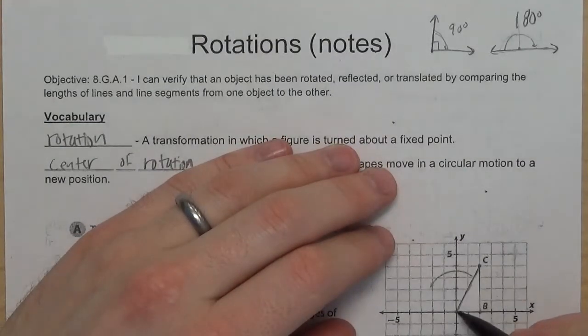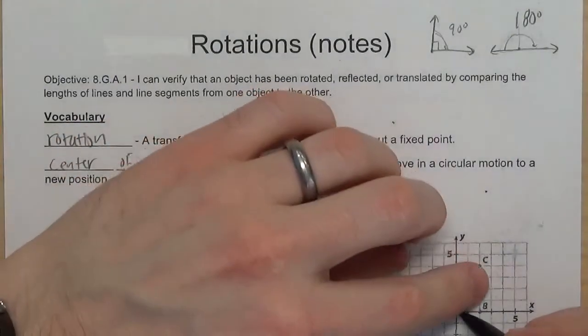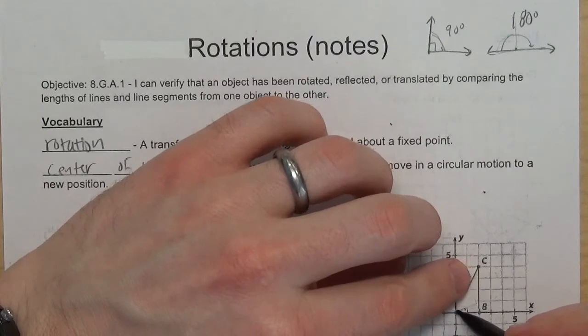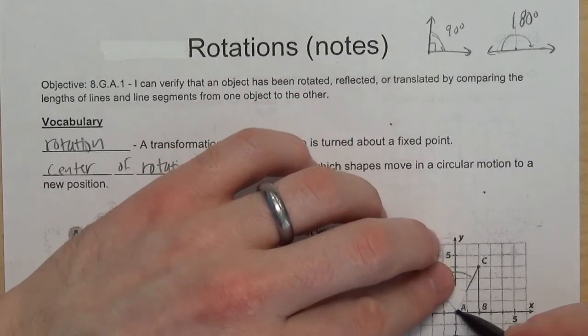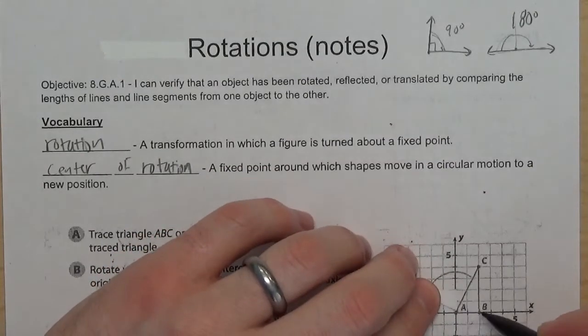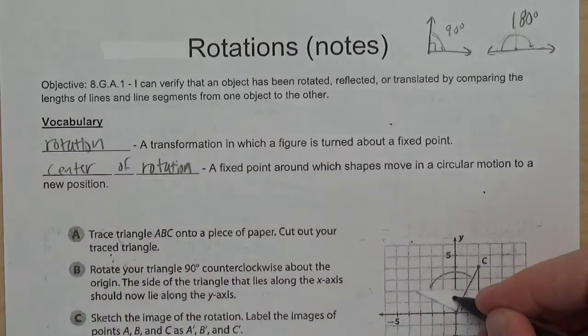So I'm going to try to hold my triangle in place on the origin right there and rotate this 90 degrees. Okay, there we go. So it's going to look like this. That side that was right here is now pointing straight up. We rotated 90 degrees. So I'm going to hold it in place right there for a minute. And it says, sketch the image of the rotation. Label the images of points A, B, and C as A prime, B prime, and C prime.